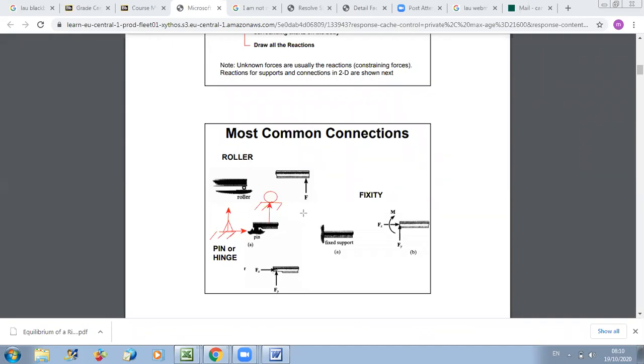So this is why it will develop Fx and Fy. While for the fixity, it's embedded in a wall, for example. You cannot do anything. You cannot slide in X. You cannot slide in Y. You cannot rotate. So it will develop Fx, Fy, and a couple. And in general, the symbol of the fixity is like this.